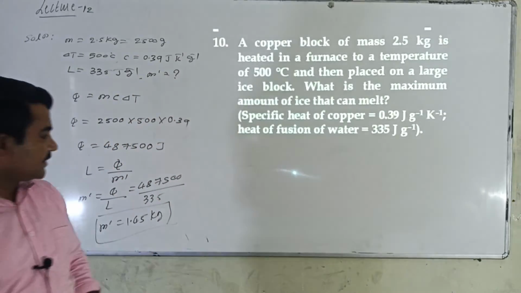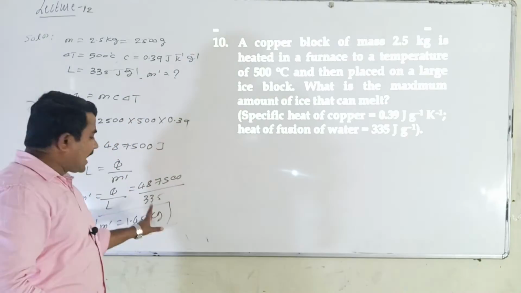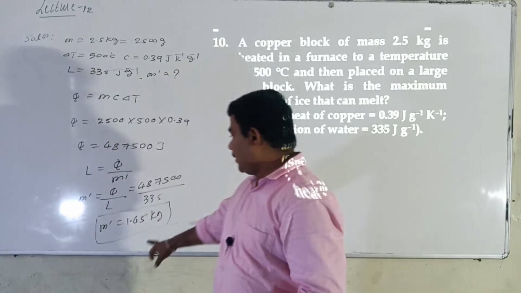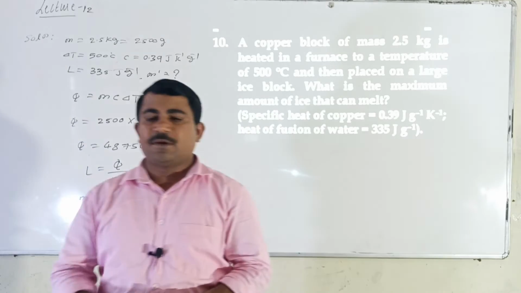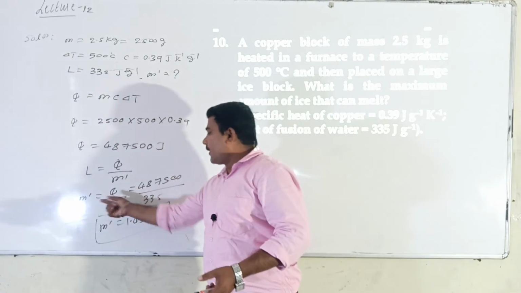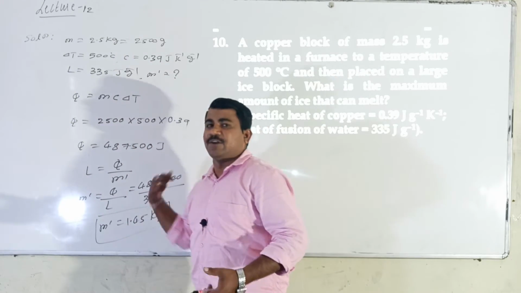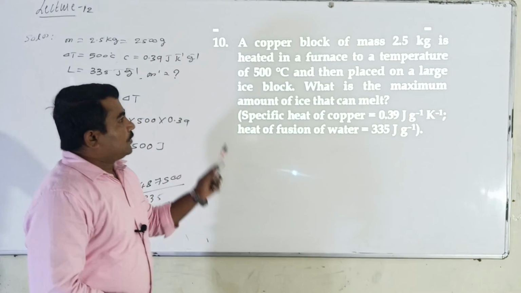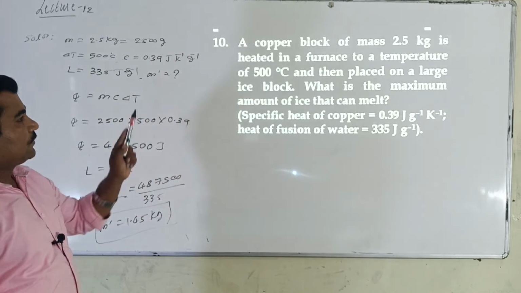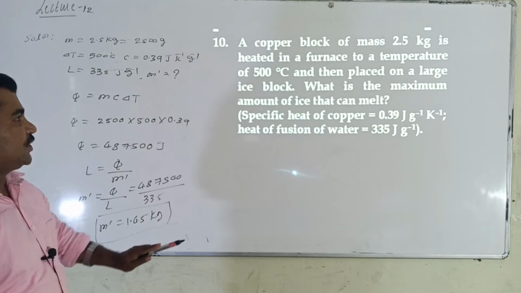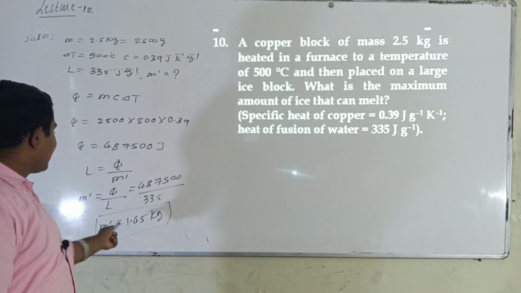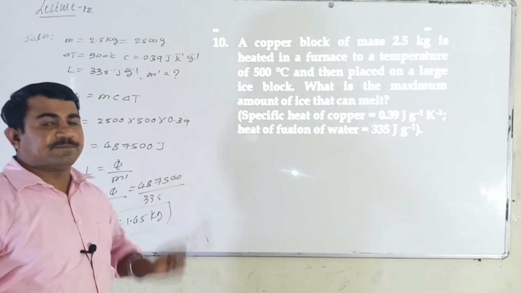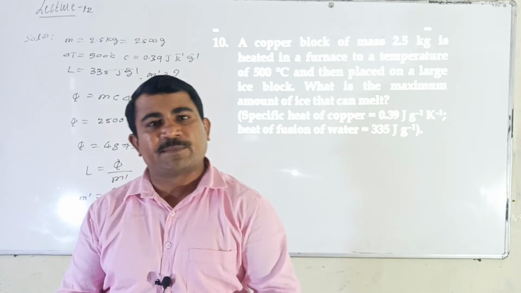See here, actually 1455 gram will come. Just convert into kg. Whatever value comes in, just divide by 1000, and you will get this value. To melt the ice, to raise the temperature of the copper block by 500 degrees Celsius, ice can be melted by 1.45 kg for the given copper substance.